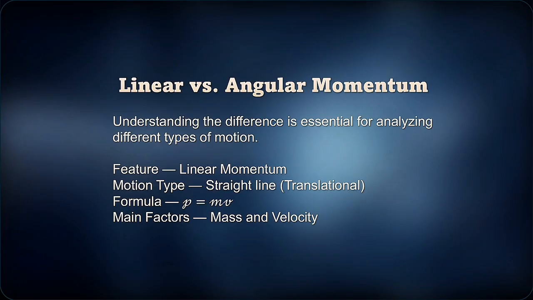Linear versus angular momentum. Understanding the difference is essential for analyzing different types of motion. Feature: linear momentum. Motion type: straight line. Formula: p equals m multiplied by v. Main factor: mass and velocity.